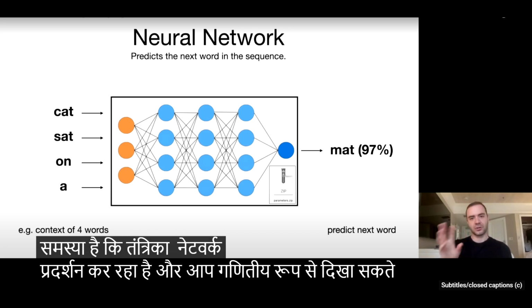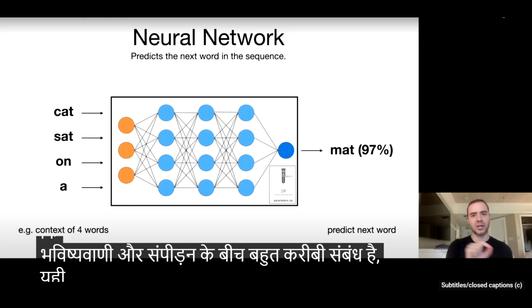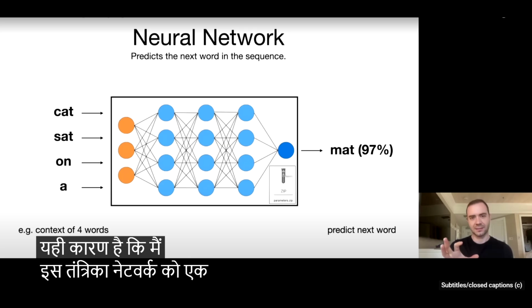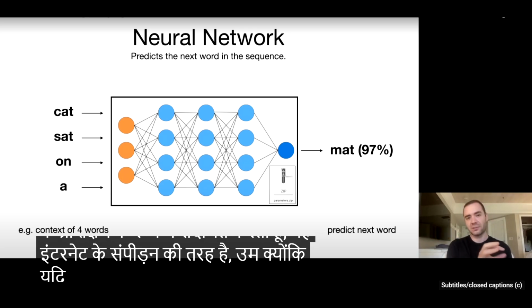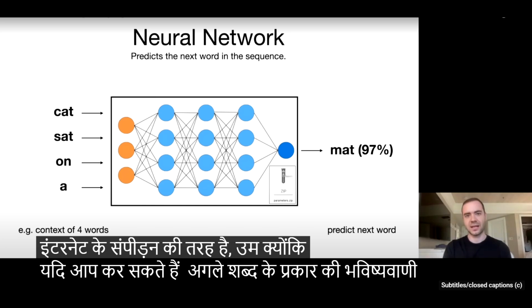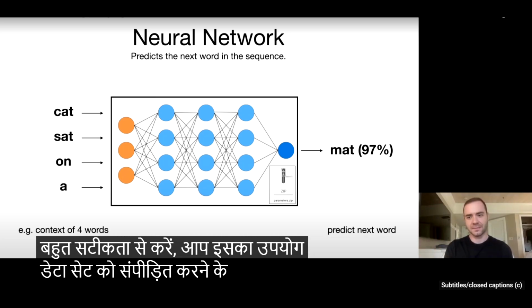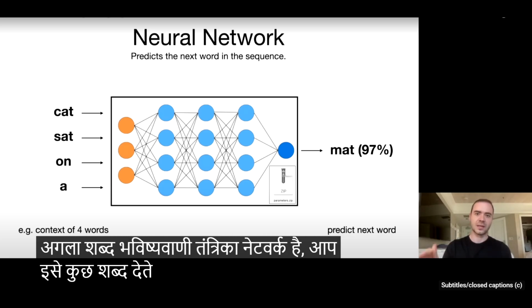You can show mathematically that there's a very close relationship between prediction and compression, which is why I allude to training this neural network as a kind of compression of the internet. Because if you can predict the next word very accurately, you can use that to compress the data set. So it's just a next word prediction neural network. You give it some words, it gives you the next word.